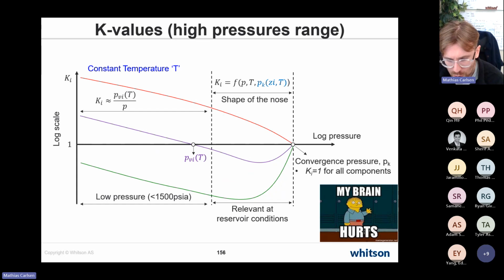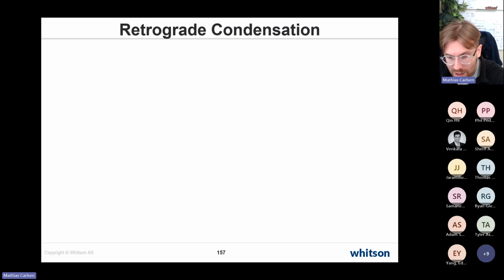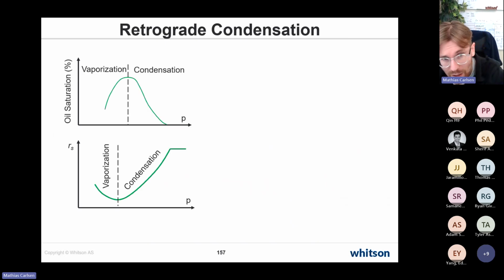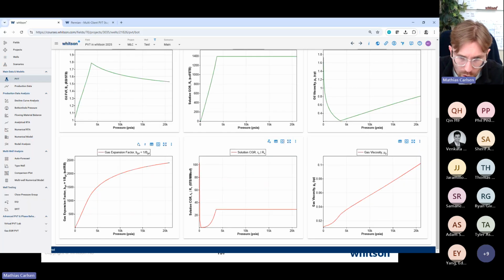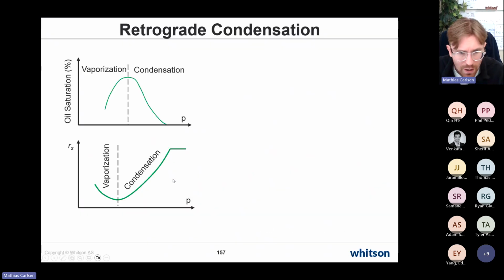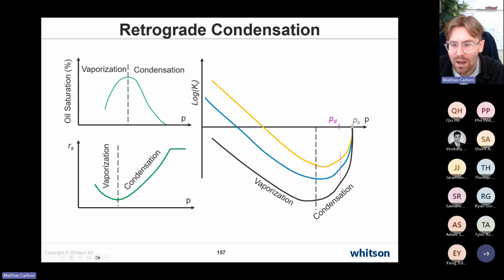This is what we call the shape of the nose, and it's very relevant at reservoir conditions. I know your brain is hurting now, but bear with me, because retrograde condensation, the concept you see in the laboratory when dealing with a solution CGR, that you have a condensation-driven period and then a vaporization-driven period, is because of these K values. It's because of how they behave.